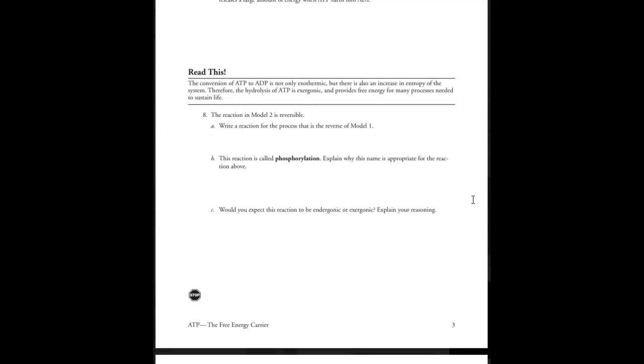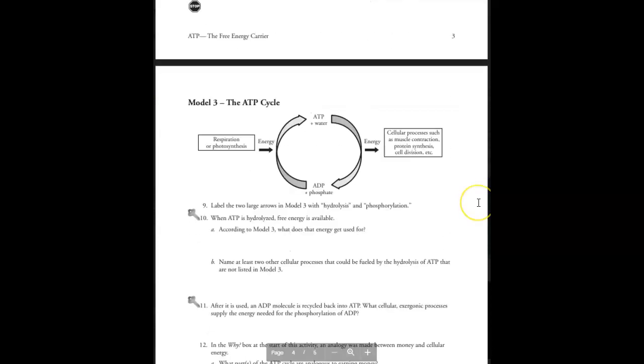For 6B, this is called phosphorylation. Why? Because you're literally taking a phosphate and you're adding it onto a thing. In this case, a phosphate is being added onto ADP, so it's being phosphorylated. For C, this would be endergonic, okay? If the reverse was exergonic, this one's going to be endergonic, and you need that energy to form that bond between the phosphate and the ADP.